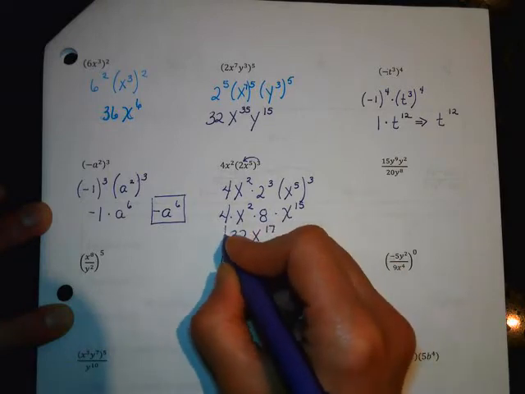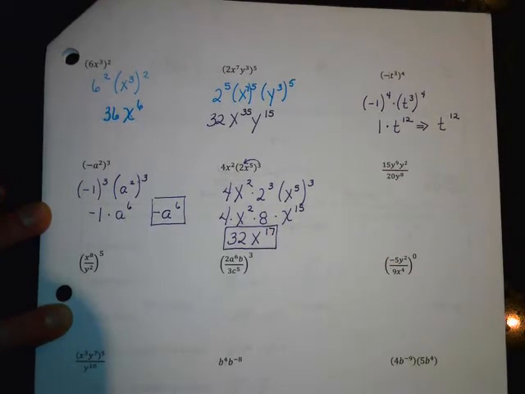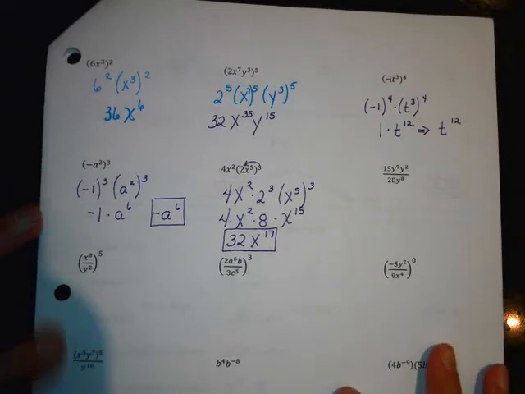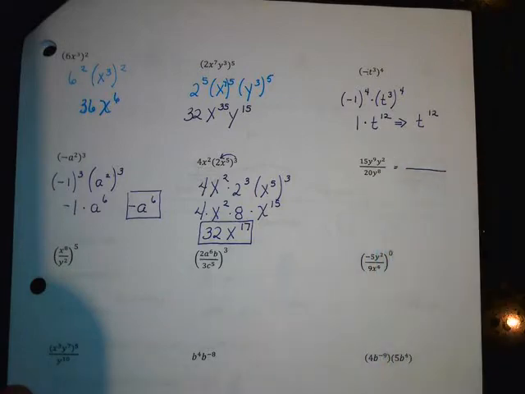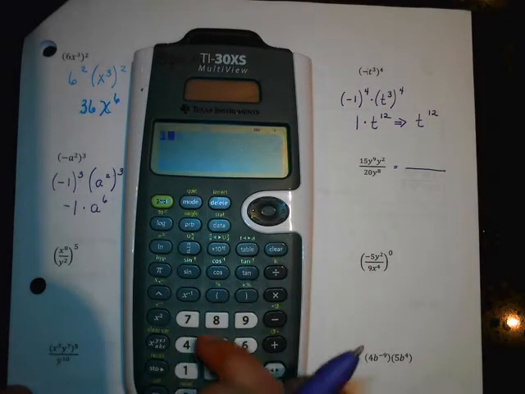How did you do on that? That one okay? All right. And then, oh, I see a fraction. So I automatically just make my fraction. Okay? Here we go. So let's put in the 15 over 20. So that'll be 3 over 4.